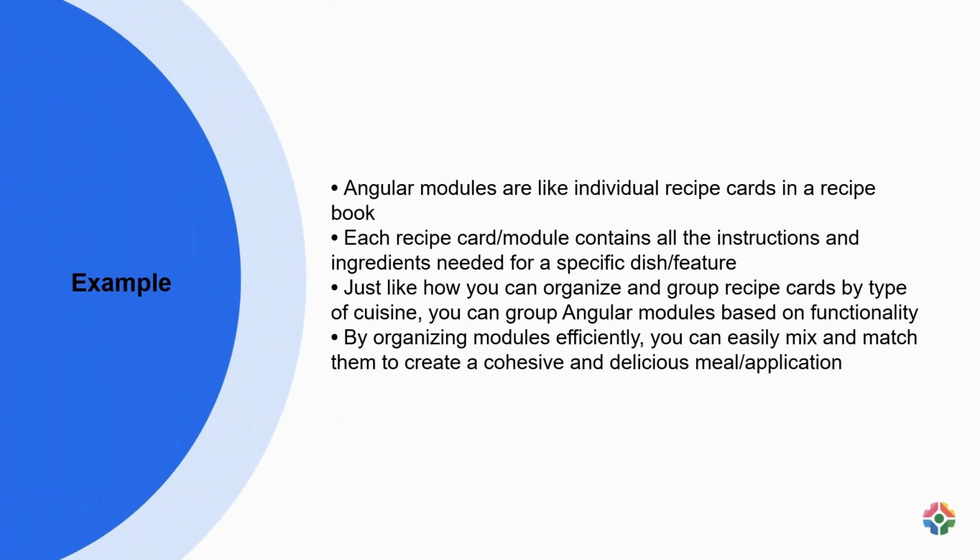Angular modules are like individual recipe cards in a recipe book. Each recipe card, or module, contains all the instructions and ingredients needed for a specific dish, or feature. Just like how you can organize and group recipe cards by type of cuisine, you can group Angular modules based on functionality. By organizing modules efficiently, you can easily mix and match them to create a cohesive and delicious meal, or application.